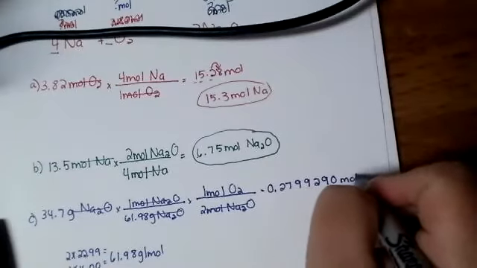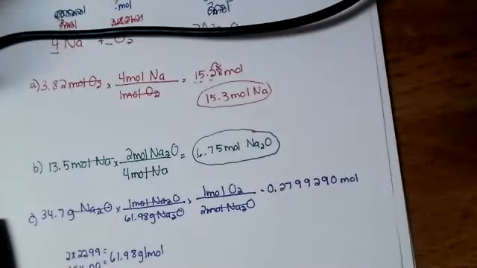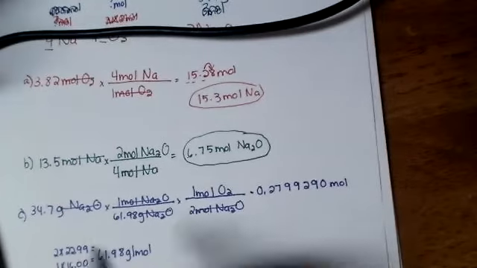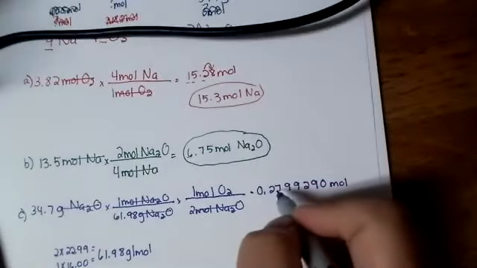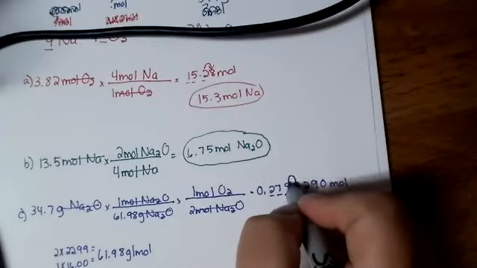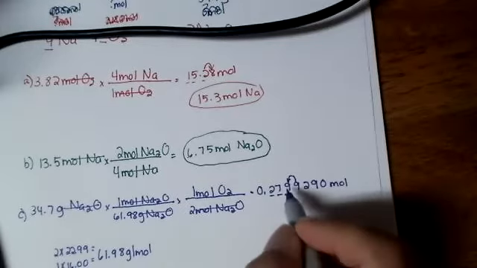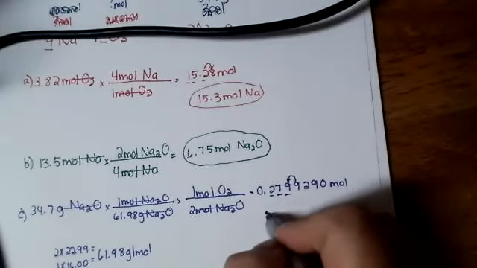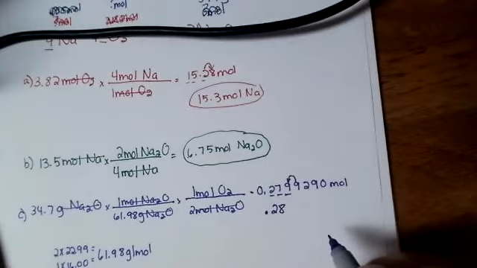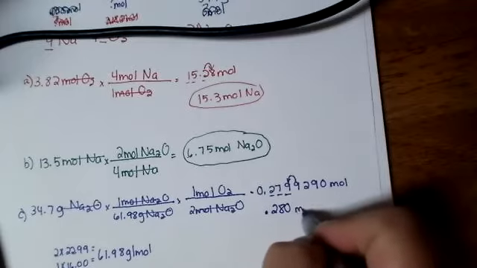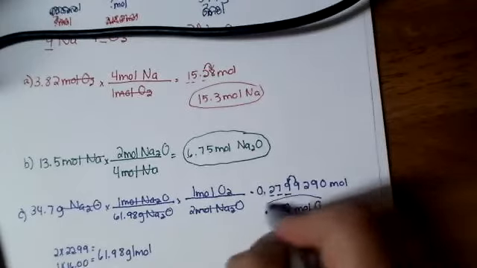I get 0.279990 mole. Now this one's kind of a weird one when it comes to sig figs. I have 3 sig figs here, and right here I have 1, 2, 3. That 9 rounds up to a 10, so that makes this 0.28. How do I make this 3 sig figs? Add a 0 at the end. And that's my answer.